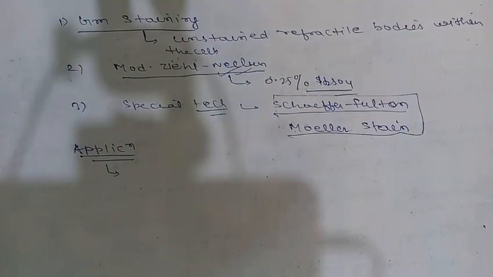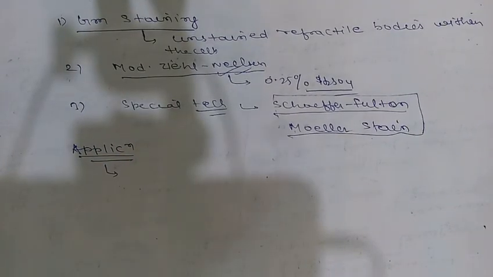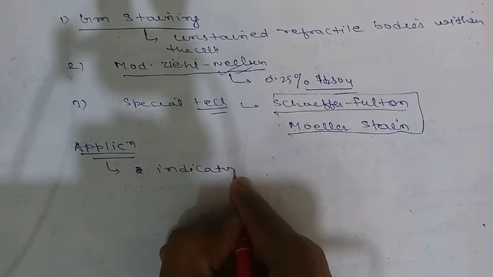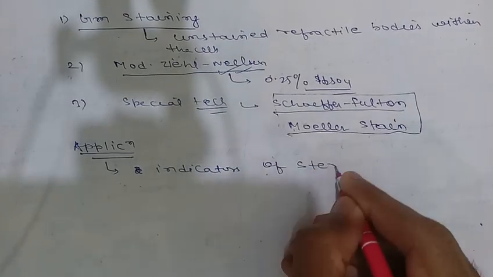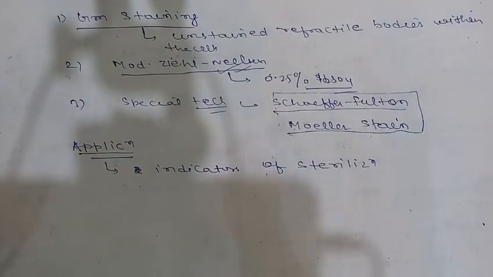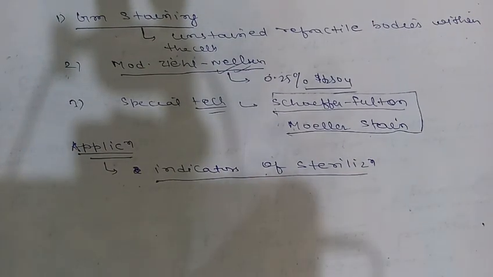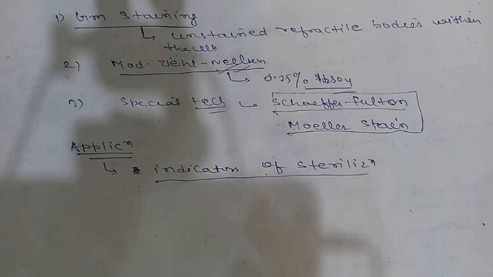Now the next point is applications. Spores of certain bacteria are employed as indicators for proper sterilization. When we discuss sterilization, you will get more idea about this. Absence of the spores after autoclaving or processing in a hot air oven indicates proper sterilization.